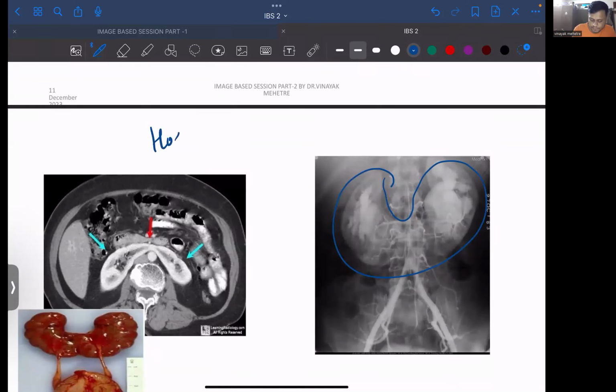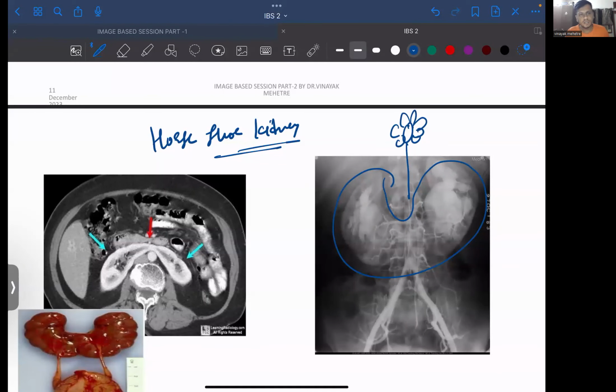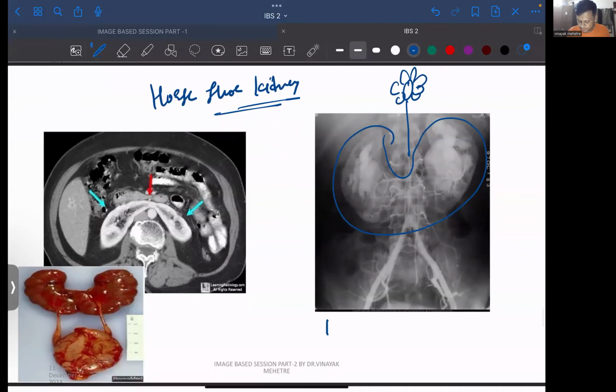Horseshoe kidney. Correct. Horseshoe kidney. This is called flower vase appearance. Okay. The pot in which we put flowers, what do we call it? Vase. Vase means pot. Flower vase appearance. What happens in horseshoe kidney? The lower poles of the kidney will be attached.